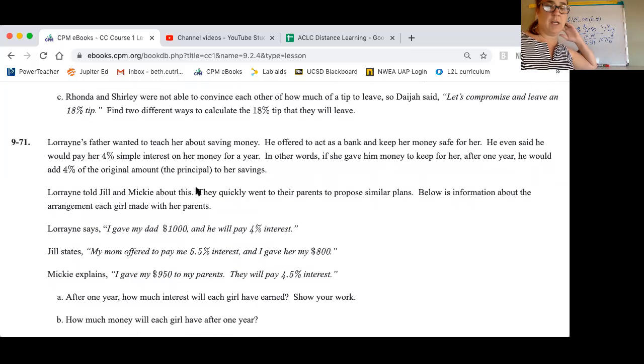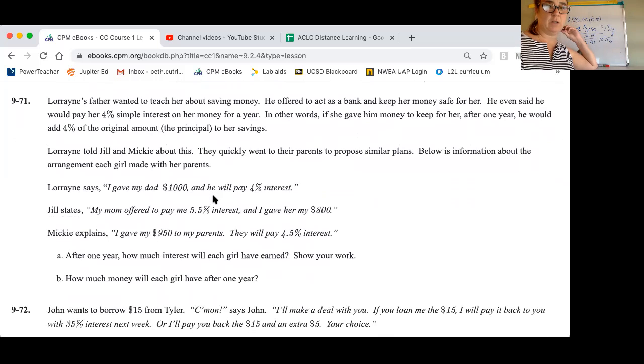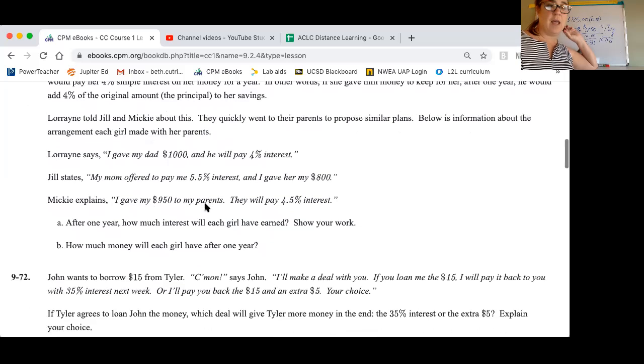Lorraine told Jill and Mickey about this. They quickly went to their parents to propose similar plans. Below is information about the arrangement each girl made with her parents. This girl gave her dad $1,000 for 4%. Jill said she could give her mom $800 and get 5.5%. And then Mickey said I gave my parents $950, and they're going to pay 4.5%. So we have 4, 4.5, 5.5. After a year, how much interest will each girl have earned? Show your work. And then how much money will they have?